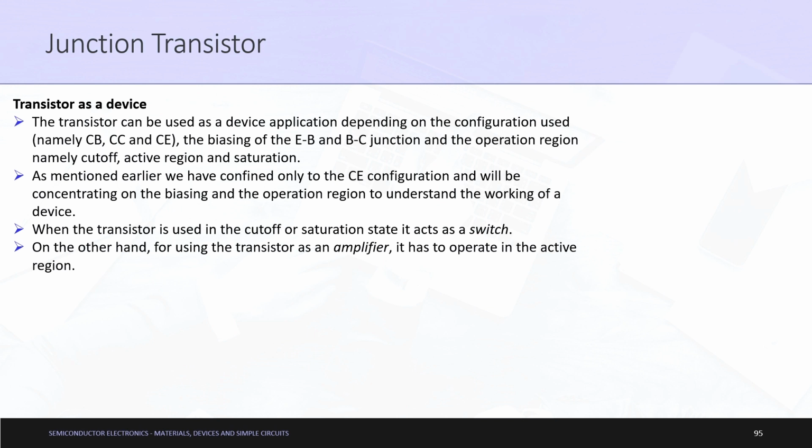First of all, we should know that we are confined only to the CE configuration. Let us understand the transistor as a device in which a CE configuration is used. CE is basically common emitter. Please remember this line very carefully: when the transistor is used in the cutoff or the saturation state, then it acts as a switch; it does not act as a switch in the active region. On the other hand, for using a transistor as an amplifier, it has to operate in the active region.